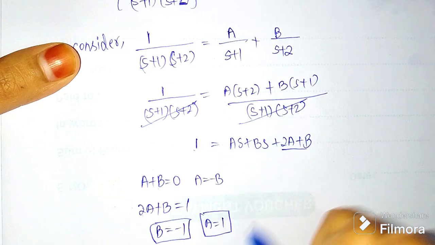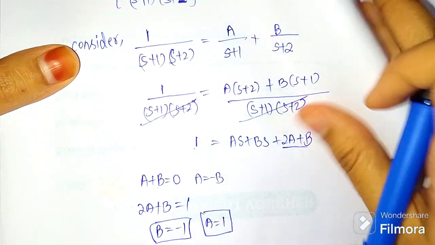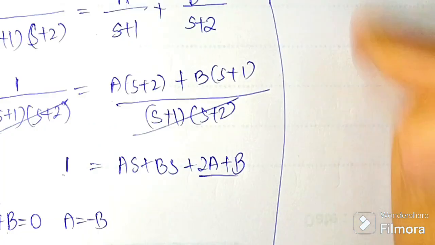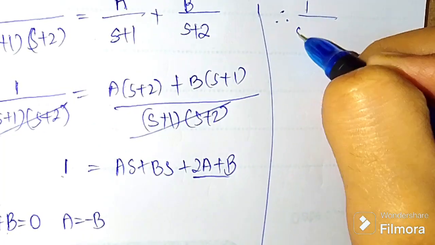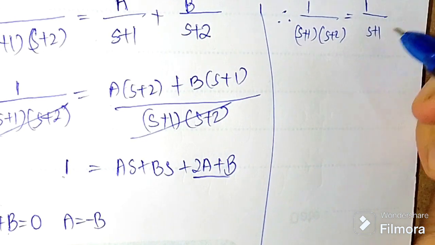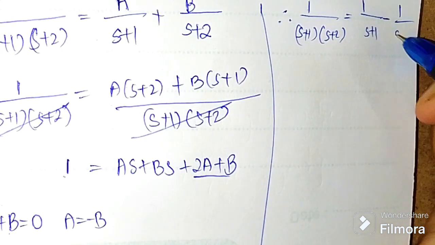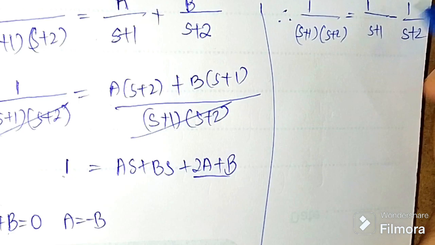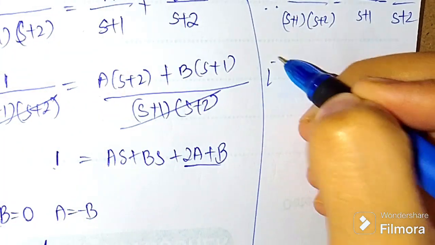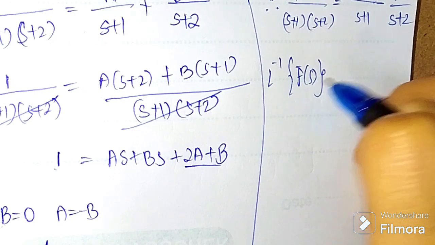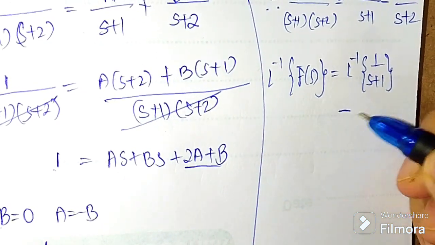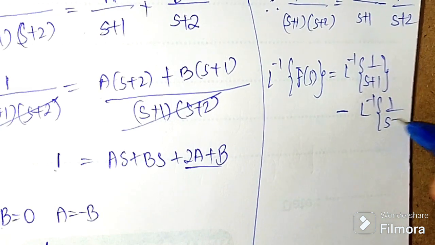So now we have to write these values here. Okay, so let me write it here. Therefore, 1 by (s plus 1) into (s plus 2) is equal to 1 by (s plus 1) minus 1 by (s plus 2). Okay, b is minus 1, I kept the minus here. Next, now we have to find the Laplace inverse. Now it's easy to find, because by the linear property we can write it as Laplace inverse of 1 by (s plus 1) minus Laplace inverse of 1 by (s plus 2).